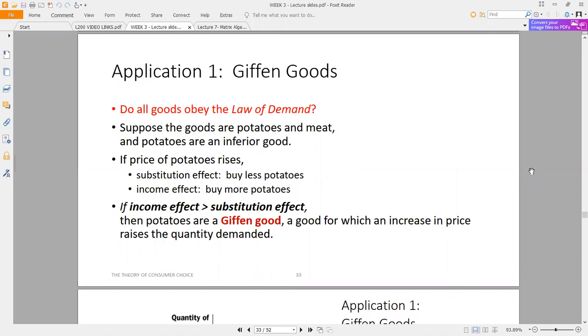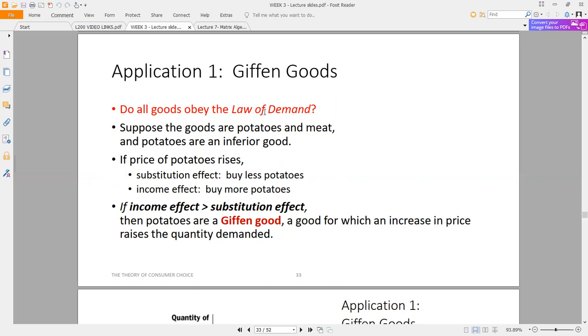Let's look at this example. Suppose we have two goods, potatoes and meat. We are taking potatoes to be inferior goods. Now, assuming the price of potatoes rises, what is going to happen to the substitution effect? We'll buy less of potatoes, right? Price of potato has increased, so we'll buy less of it, and we'll go and buy more of meat.